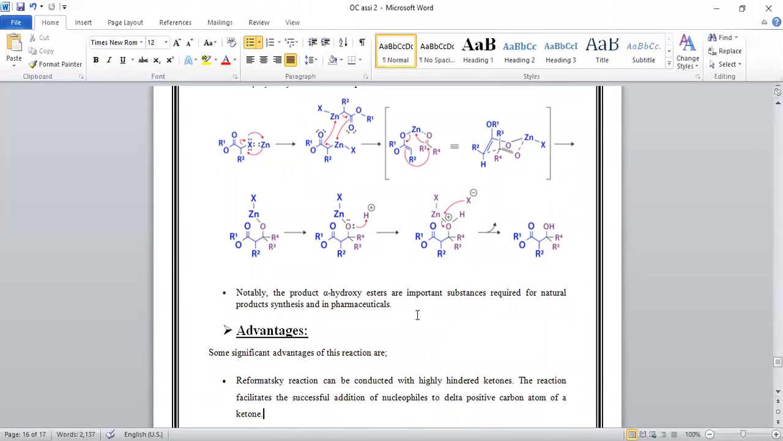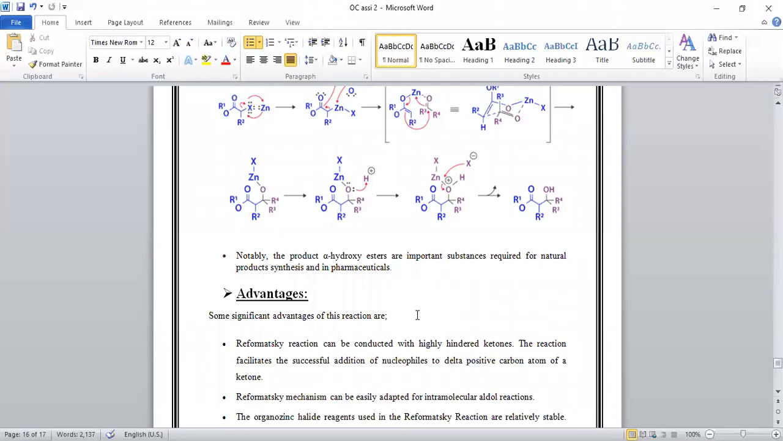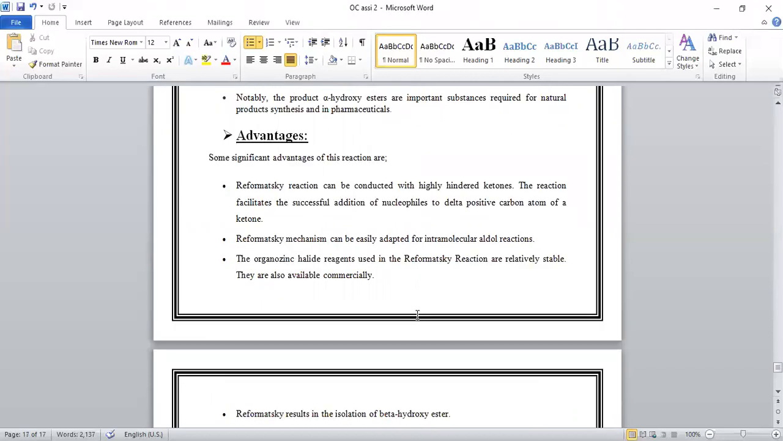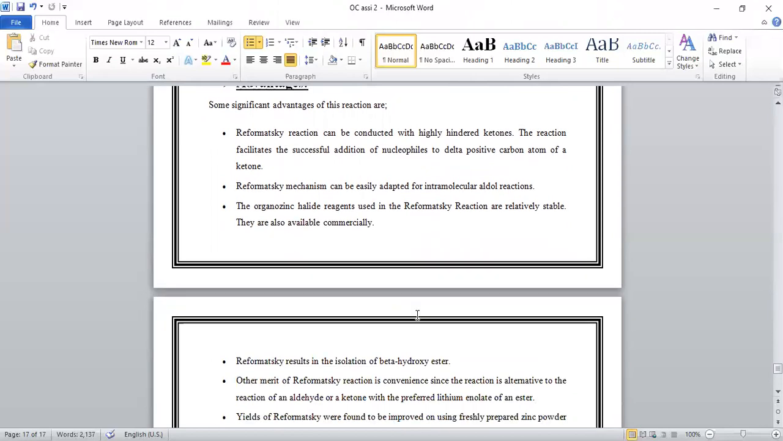Advantages. Some significant advantages of this reaction are: the Reformatsky reaction can be conducted with highly hindered ketones. The reaction facilitates the successful addition of nucleophiles to the delta positive carbon atom of the ketone. This reaction mechanism can be easily adapted for intramolecular aldol reactions. The organozinc halide reagents used in this reaction are relatively stable and also available commercially. Reformatsky results in the isolation of a beta hydroxyester.